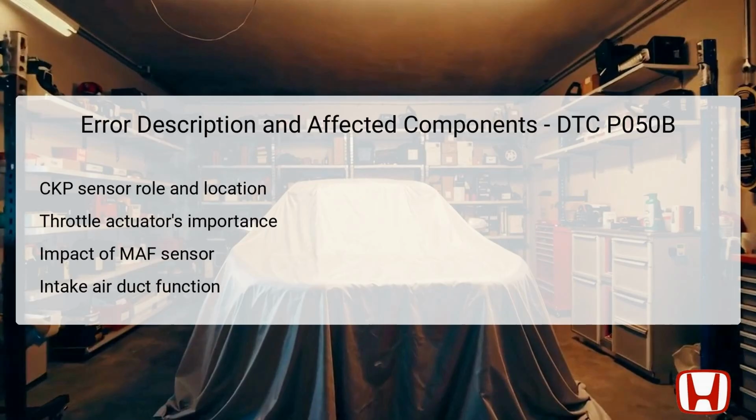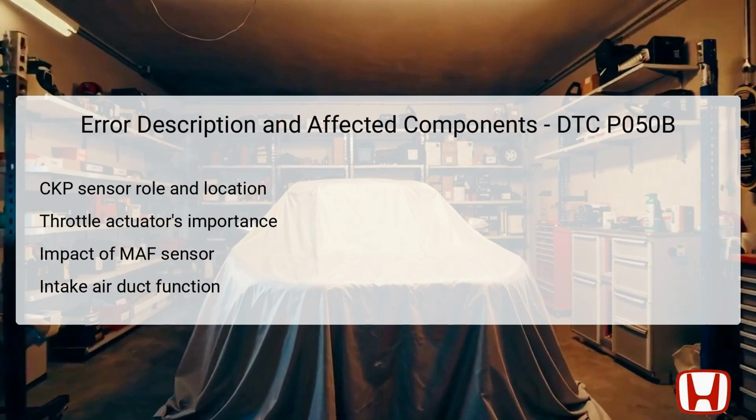DTC P050B indicates a problem within the cold start ignition timing control system. Central to this system is the crankshaft position CKP sensor, found near the engine's crankshaft. The purpose of the CKP sensor is to monitor the crankshaft's position and rotational speed, thus aiding in timing ignition events.